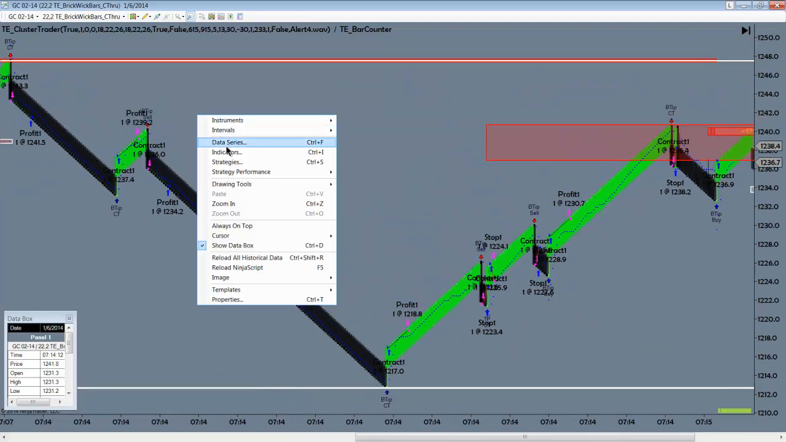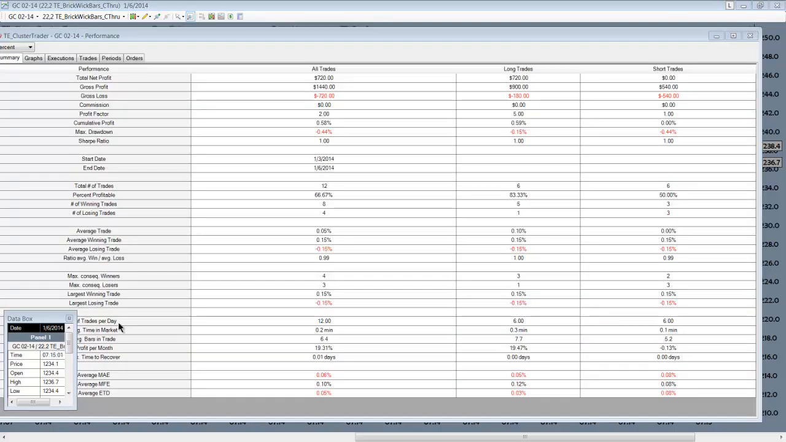And then let me just go to performance, and here is what I want to see. All right, so the 18 by 18 did $720, and of course all the gains coming from the long side here. 12 trades, 2/3 win percentage, the way this system reads it, and we're below 1/3 of 2,700.